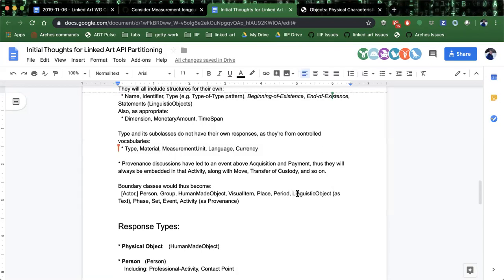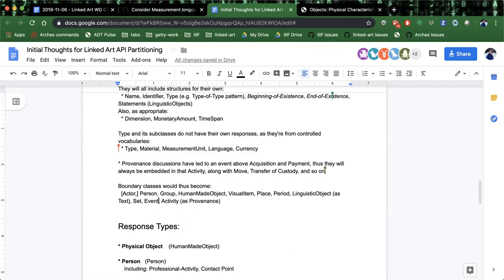Linguistic object, so this is not the embedded statements, but the equivalent of visual item. So if you have a text of a work, such as a journal article or a book or a letter or whatever, then that could equally be carried by multiple physical or digital objects, and hence, much like visual item, needs to be separate. Phase, well, we haven't found a need for phase yet, so let's get rid of that one. Set, so this is the collection class, which can have members that are many different things, so it needs to be its own thing.